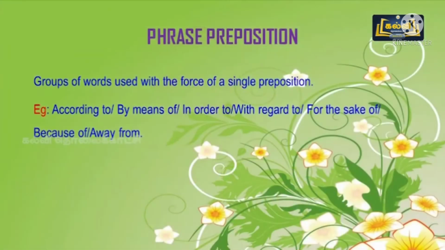Third one is phrase preposition. What is phrase preposition? It is a group of words used with the force of a single preposition. Example: according to, by means of, in order to, with regard to, for the sake of, because of, away from.